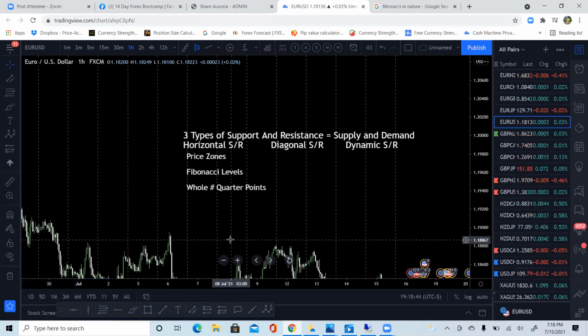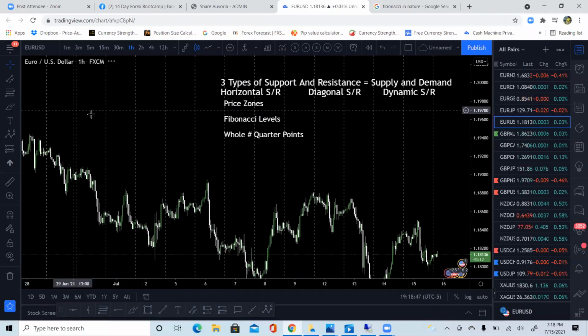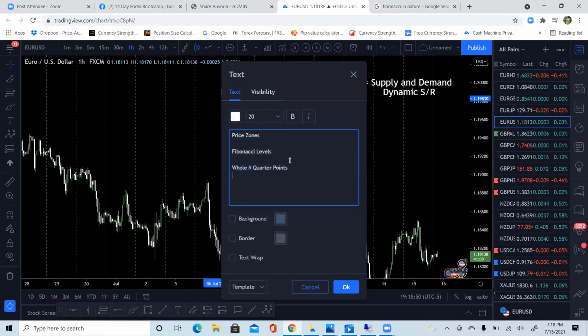Then you have what's called whole quarter points. So a whole quarter point, we go here, are just whole numbers. So like if you see a price of 1.1000, and then you see a price of 1.2000 or 2,000, like those points in the market where they're easy whole numbers. That would be a whole point, right? Then you have your quarter points, right?